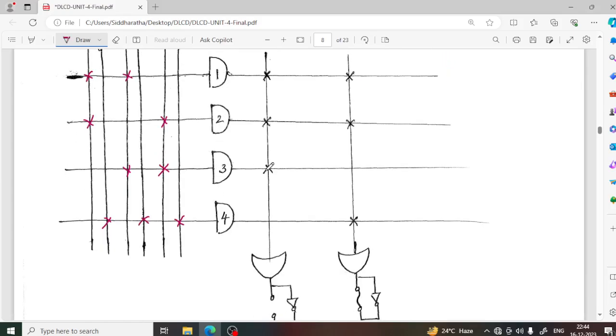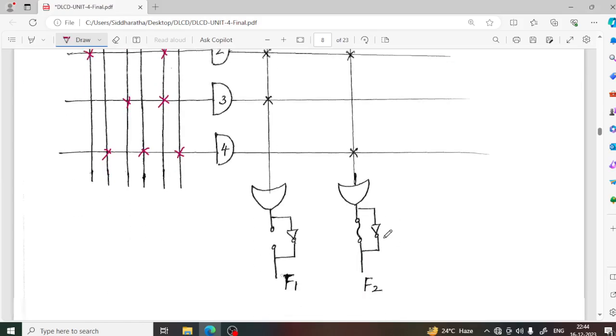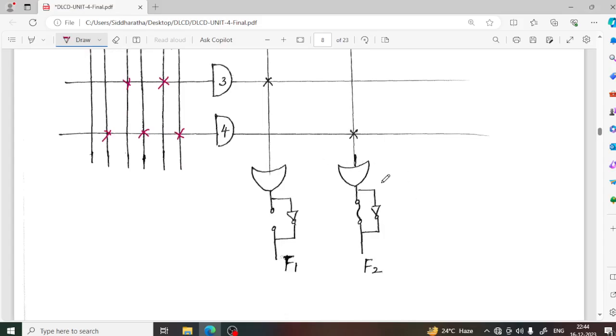Array of AND gates. Now this slot is for programming the OR gates. 2 outputs are there, so you have to draw 2 OR gates. Then the output we may consider in normal form or in complementary form. So this setup is common: a fuse connected in parallel with a NOT gate, right? So we are taking F1 in which form? Complementary form. F2 is taken in which form? True form, right? So whenever F2 is taken in true form, you have to make this fuse connection, right?